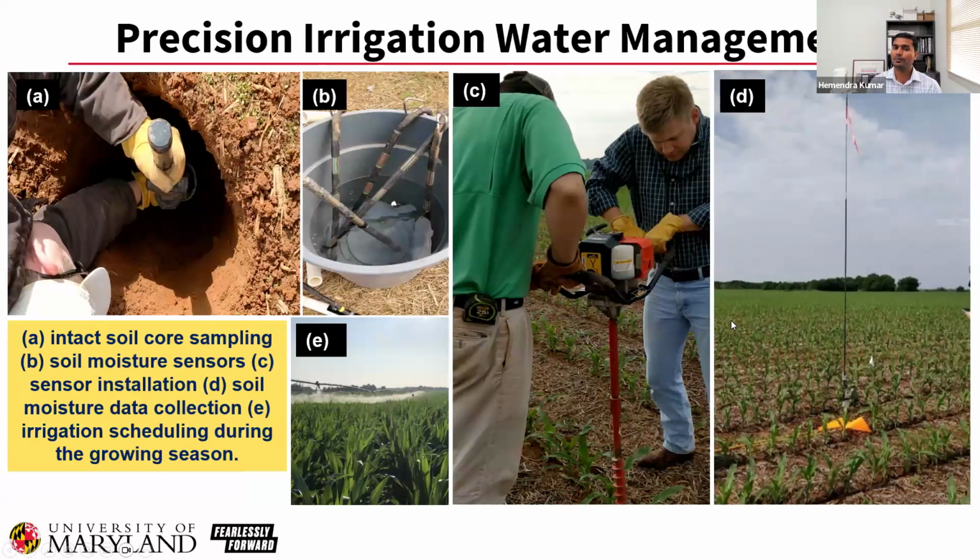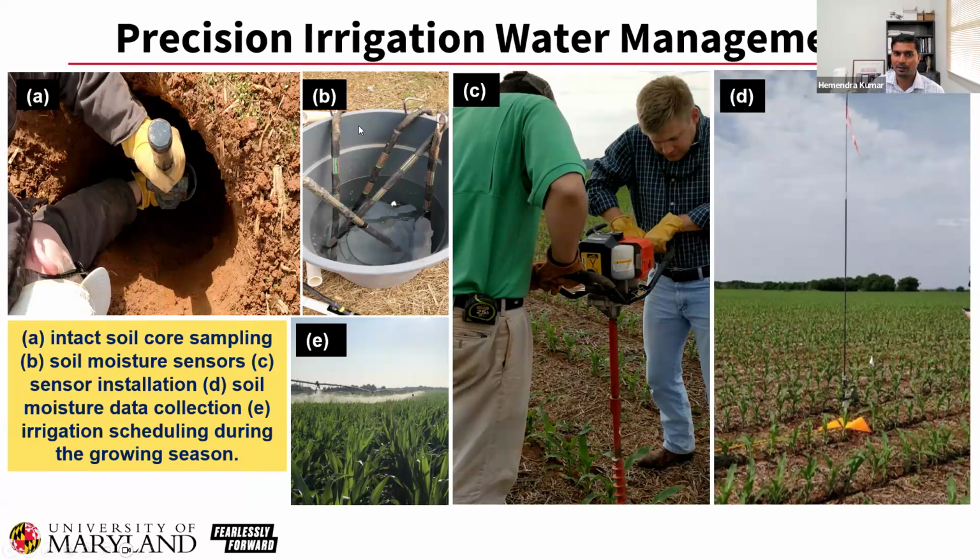How do we manage the water, especially in the field? Precision irrigation water management. The way I am saying it is based on the sensors. What we do, we collect the samples from the farmer's field, the intact soil cores, bring them to the lab, and analyze the data to see how much water can be retained in that soil of that farmer's field. If we know that information, we can use the sensors to know when to start irrigation and how much.